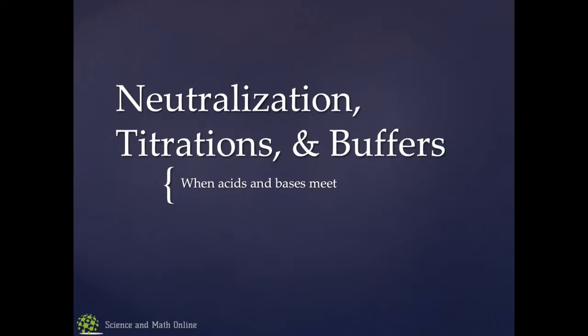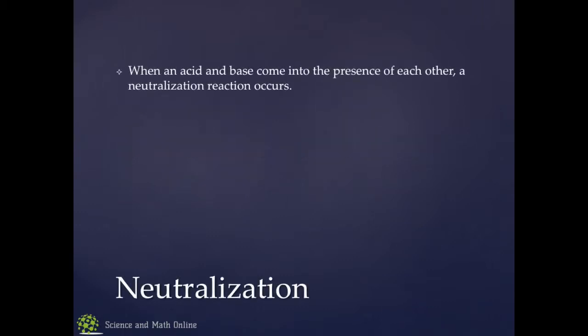All right, final lesson in acids and bases. This is one of those ones that's really easiest to do if you could really do a lab with this, if you have the chemicals available. It's the easiest way to understand how neutralization, titrations, and buffers work. So, when an acid and a base come into presence of each other, they're going to cancel each other out, essentially. They're going to neutralize each other.